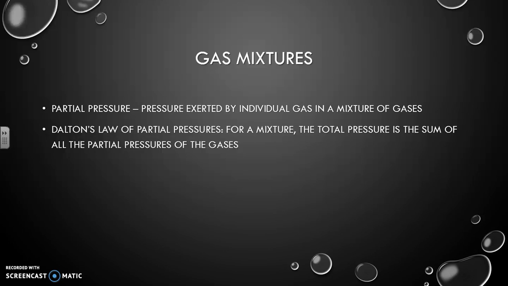All right, so we can do gas mixtures, because with gas mixtures we're using real gases. So we have partial pressures of gases, which is the individual pressure of the gas in the mixture. And Dalton's law of partial pressures says that for a mixture, the total pressure is equal to the sum of the partial pressures of all the gases in the mixture. Okay. That's pretty easy, right?